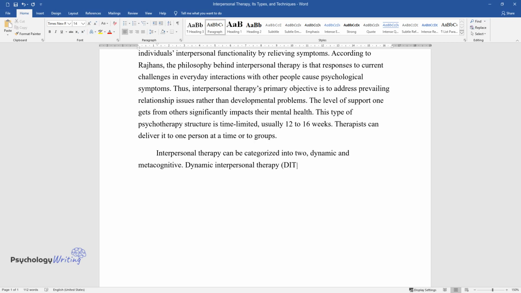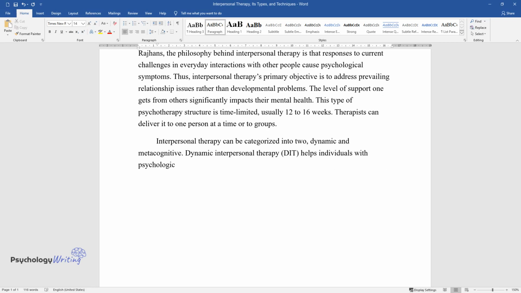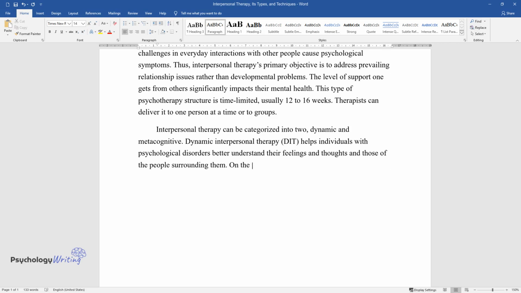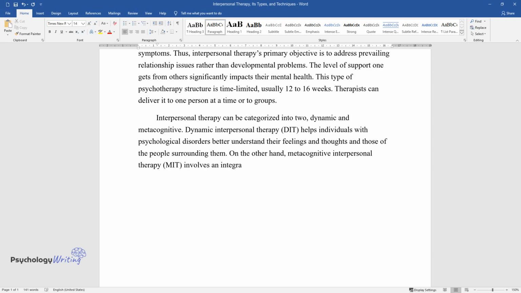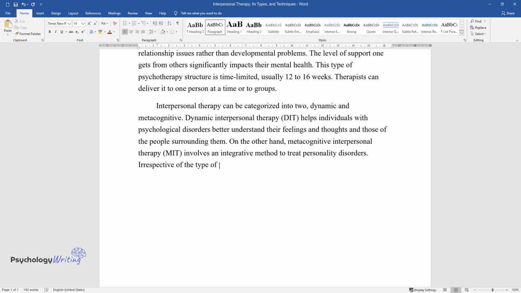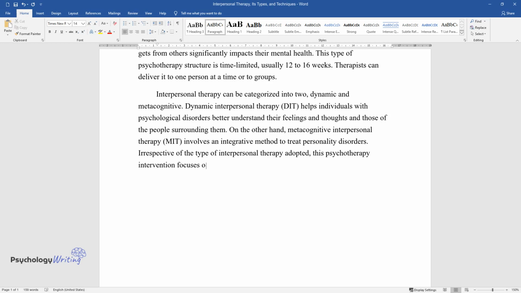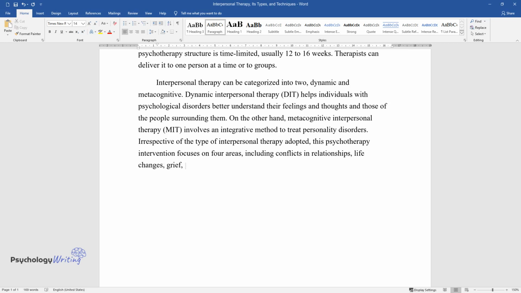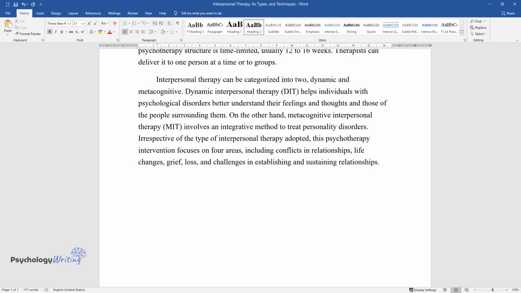Dynamic interpersonal therapy, DIT, helps individuals with psychological disorders better understand their feelings and thoughts and those of the people surrounding them. On the other hand, metacognitive interpersonal therapy, MIT, involves an integrative method to treat personality disorders. Irrespective of the type of interpersonal therapy adopted, this psychotherapy intervention focuses on four areas, including conflicts in relationships, life changes, grief, loss, and challenges in establishing and sustaining relationships.